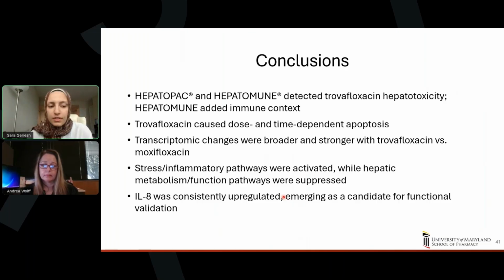And finally, interleukin-8 was consistently upregulated in the mRNA and protein levels. So this highlights that interleukin-8 can be a potential candidate for further study related to trovafloxacin-induced hepatotoxicity.